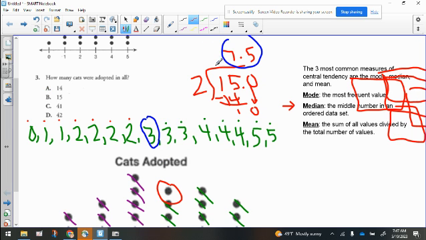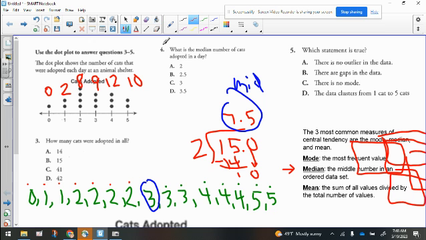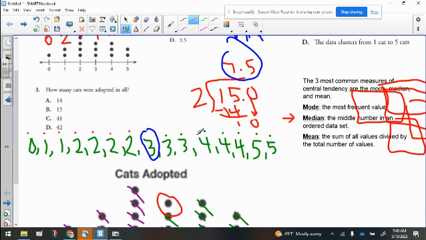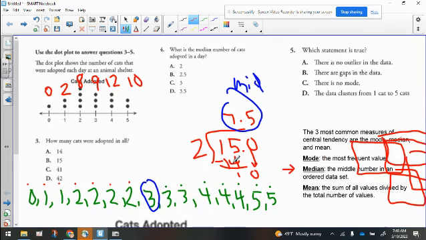Now, as it turns out, 15 is an odd number. If this had been an even number, then you would have two numbers in the middle. And if that's true, then you want to add those two numbers in the middle and divide by 2 to get basically the average or the mean of those two numbers. All right, so what's the answer to number 4? What's the median number of cats adopted in a day? Hopefully you see what it is in my image here. We're going to go with 3 on that.